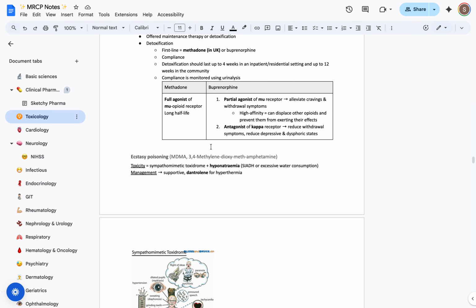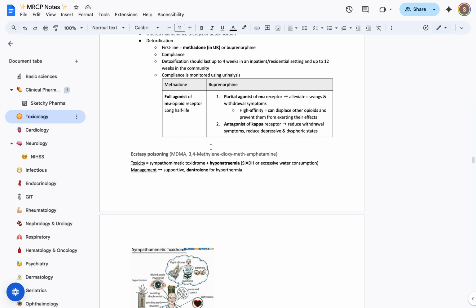Now, ecstasy or MDMA, methamphetamine toxicity. It leads to a sympathomimetic toxidrome and hyponatremia, or syndrome of inappropriate ADH, SIADH, okay? And how do you manage? You give dantrolene for the hyperthermia.